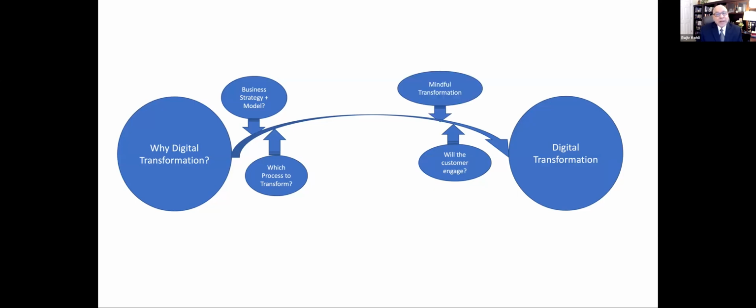And then we talked about mindful digital transformation. Here, we want to make sure that the transformation does not undermine our own strategy. So it doesn't lower the barrier to entry for our competitors. So it doesn't give away too much of our internal processes, so that it's doing things that are consistent with our strategy.